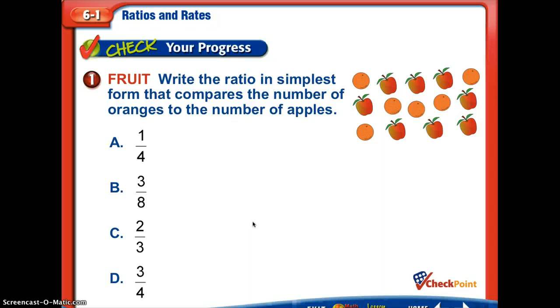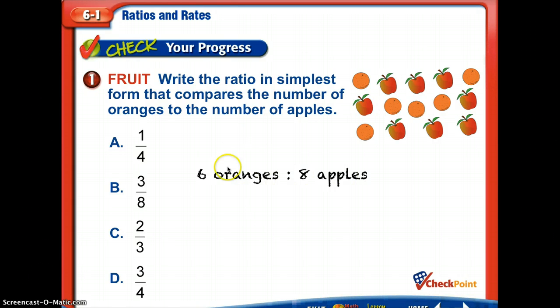Okay. Check your progress. Fruit. Write the ratio in simplest form that compares the number of the oranges to the number of apples. So let's count the number of oranges first. We have 1, 2, 3, 4, 5, 6. So you have 6 oranges and you have 1, 2, 3, 4, 5, 6, 7, 8 apples. So you have 6 oranges to 8 apples.